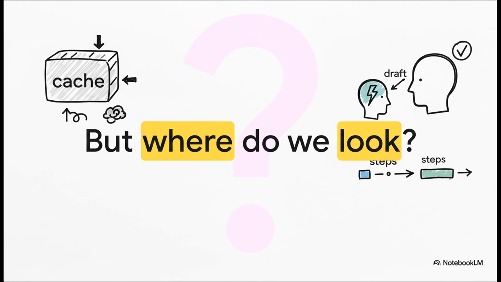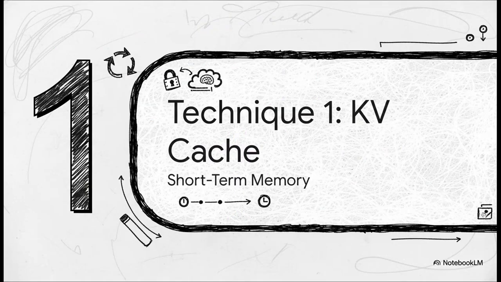Well, the answer is actually inside the model's own process. Just think about how these things work. They generate text one little piece at a time, one token at a time. The inefficiency we're going to target is all the repetitive, unnecessary work the model does between generating each and every one of those tokens. Okay, our first technique is called the KV cache.